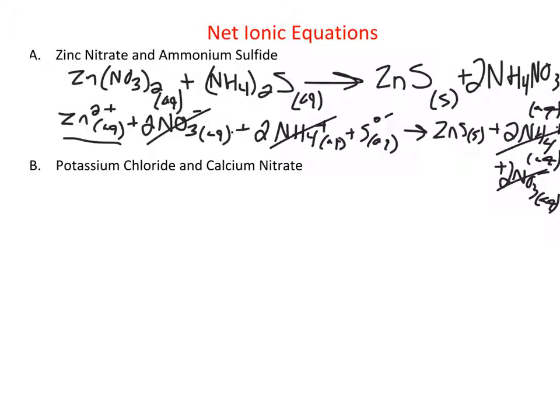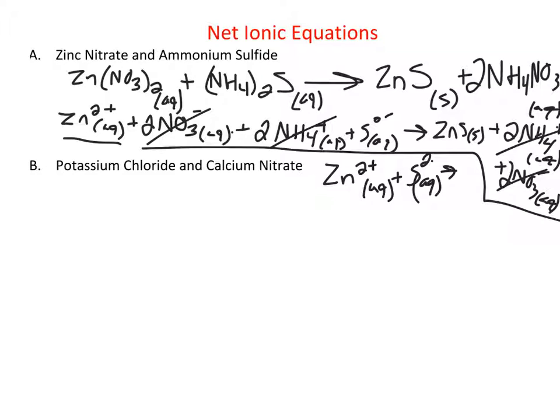So now I write what's left over. That would be zinc 2+, aqueous, plus sulfide 2-, aqueous, makes ZnS, zinc sulfide. And that's it. That's my net ionic equation for the first one.